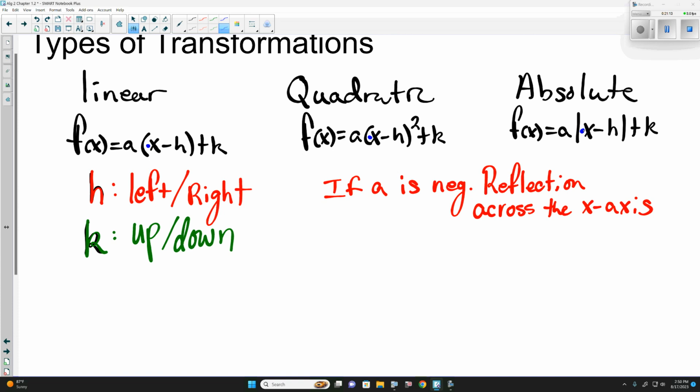Does that make sense? So with reflections, it's not so much the value, especially across the x-axis. It's not the value, the number that A is. It's its sign. If it is negative, it's a reflection across the x-axis. If A is positive, no reflection takes place. It's only if that A is negative.